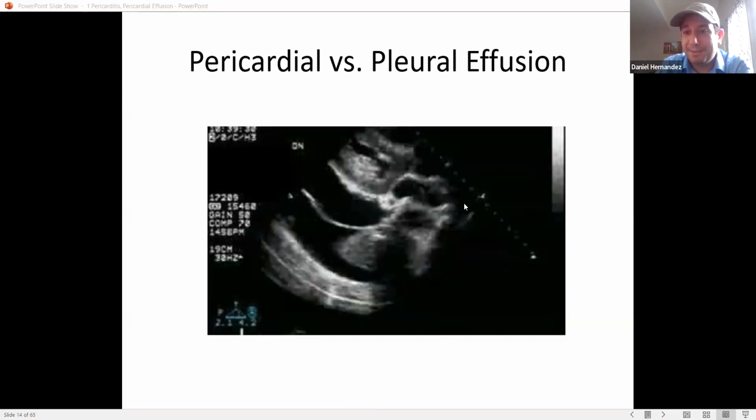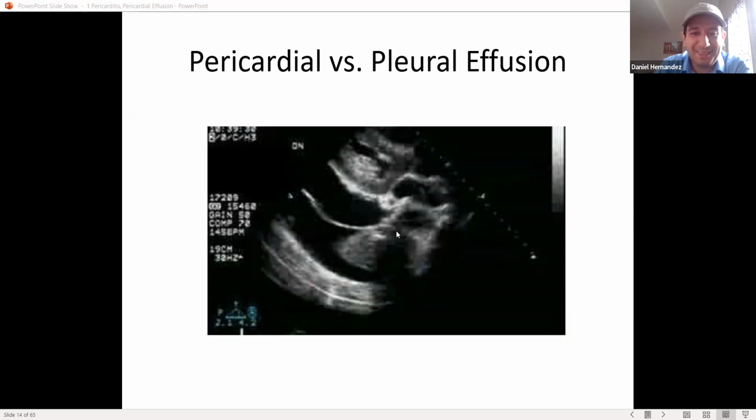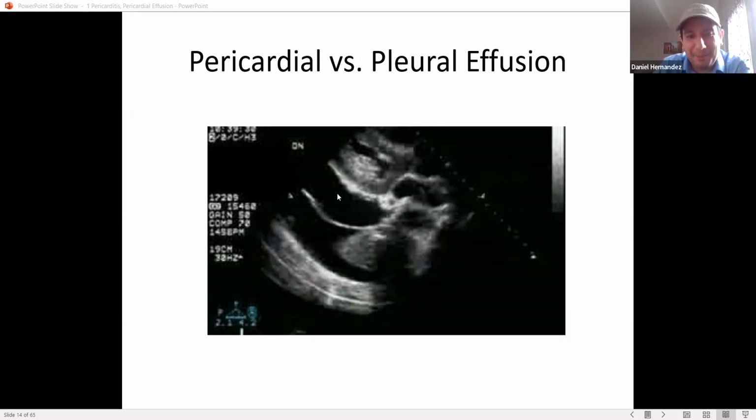So what do you guys see here? Pericardial or pleural? This is a really crappy 2D picture, but anyone want to take a guess? What do you guys think? Is it pericardial? I see a pericardial, yep. And I also see a pleural too.